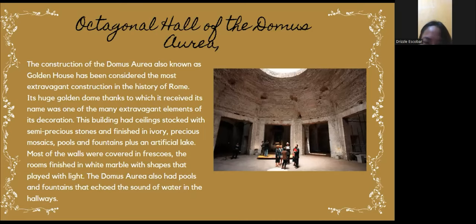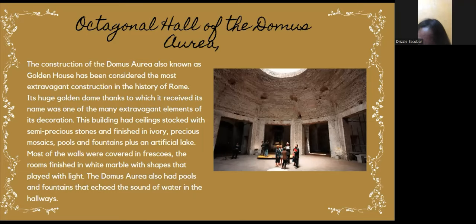Most of the walls were covered in frescoes. The rooms were finished in white marble with shades that played with light. The Domus Aurea also had pools and fountains that echoed the sound of water in the hallways.